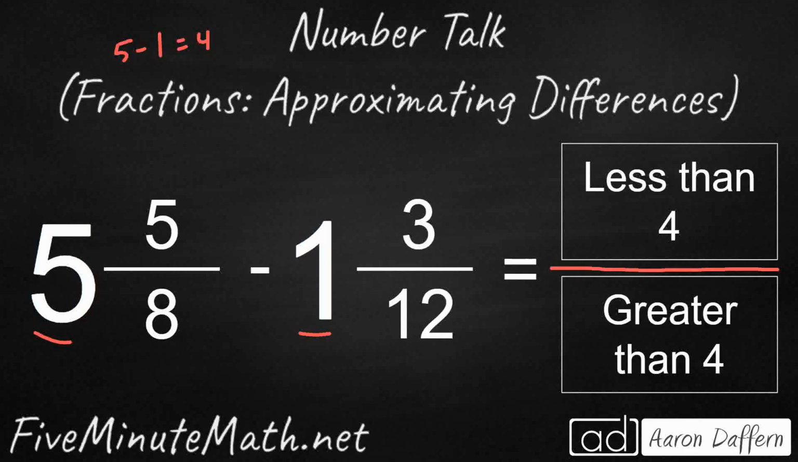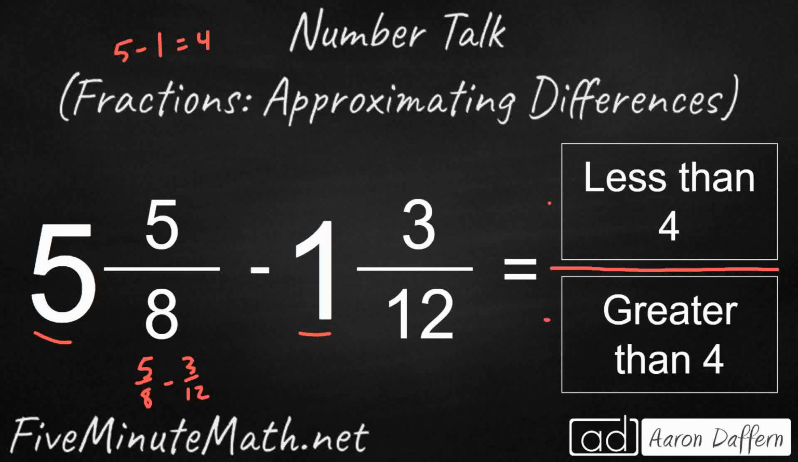So really what we're doing is we're just looking at our two fractions. And we're going to look at 5/8 and subtract 3/12, right? And if 5/8 happens to be larger and 3/12 is smaller, well, then we're going to have a little bit left over. We would end up being greater than 4. But if the 3/12 happens to be larger, well, then we would end up having to actually regroup the whole number 5 in order to make it work. We'd actually end up being less than 4 if that second fraction is going to be larger.